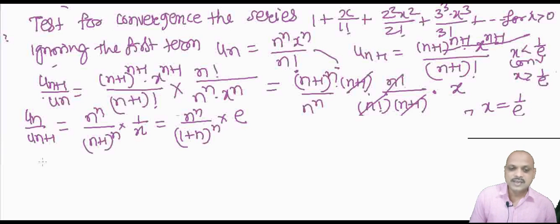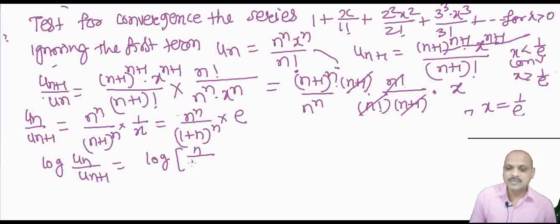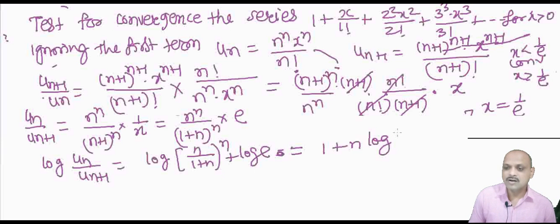Now let us take the log of this. Log of u_n divided by u_(n+1) equals n log of (n divided by (1 plus n)) whole raised to n, plus log of e. Log of e is equal to 1. So this is equal to 1 plus n into log of n divided by (n+1).